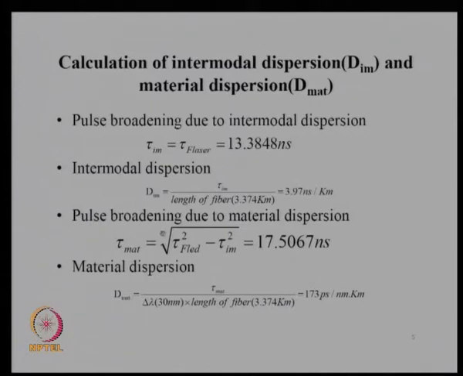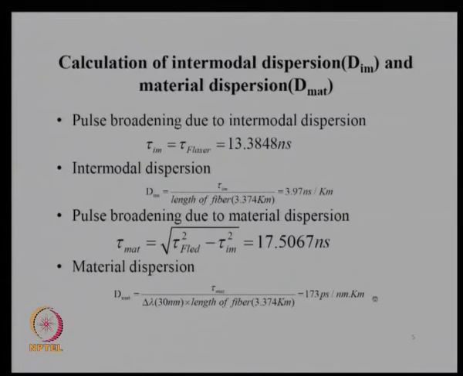Now to calculate the pulse broadening due to material dispersion, we subtract the effect of intermodal dispersion from the total fiber rise time for LED source, which is done in this equation. So we get the pulse broadening due to material dispersion as 17.5 nanoseconds. Now finally we calculate the material dispersion as D mat equal to the pulse broadening due to material dispersion tau mat divided by the spectral width of the source, which is 30 nanometers in this case, and the length of the fiber, which is 3.374 kilometers, and we get the material dispersion as 173 picoseconds per nanometer kilometer.